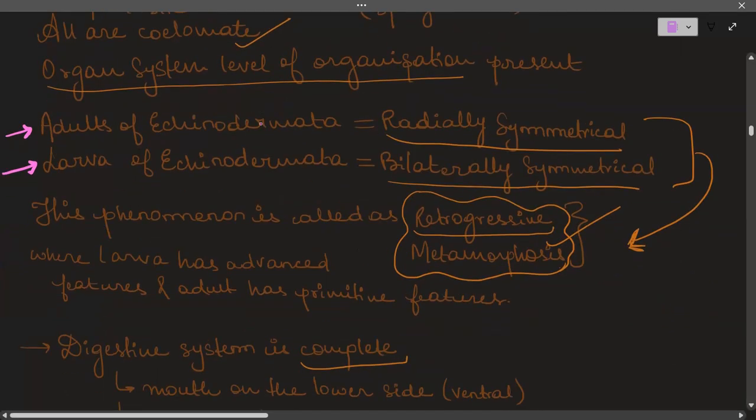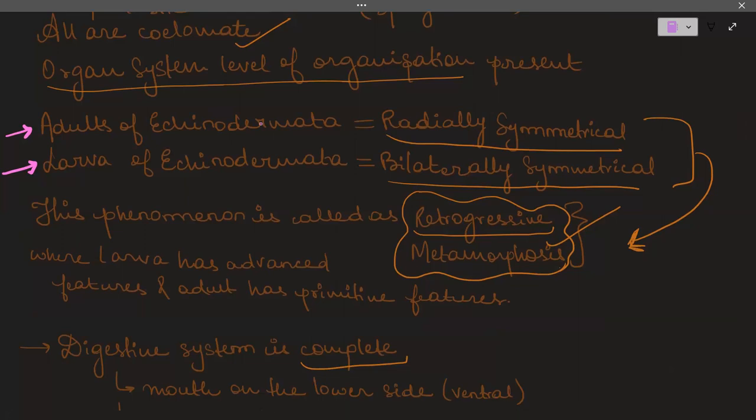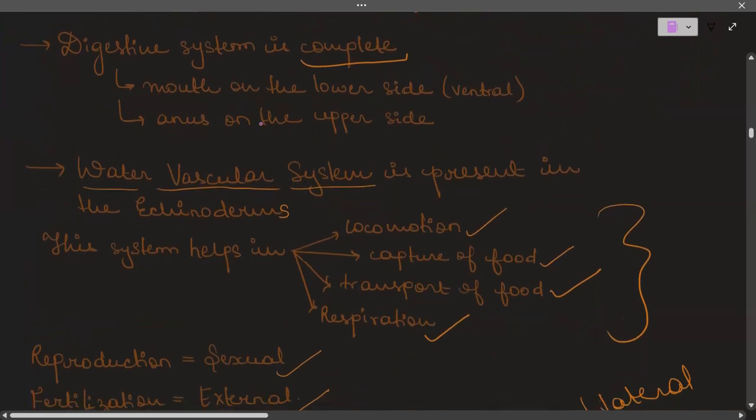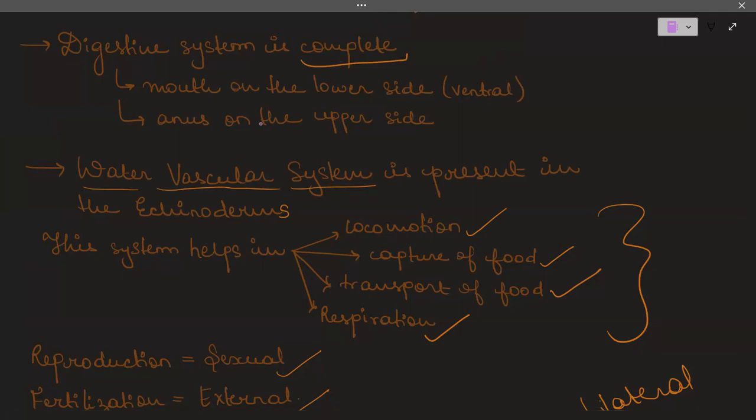So this phenomenon is known as retrogressive metamorphosis, meaning in the adult that should have had the most advanced features, they have a backward feature. So this phenomenon is known as retrogressive metamorphosis. Now, the digestive system is complete, meaning they have two separate openings, in which one serves as the mouth, the other serves as the anus.